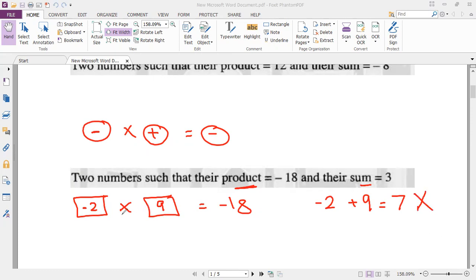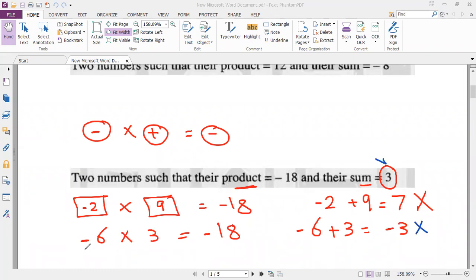We can try two different numbers, where the product is -18 and the sum is 3. So we can take -6 and 3. When multiplying -6 by 3, negative times positive is negative. Okay, that's right. And 6 times 3 is 18. And when adding them, -6 plus 3 equals -3. And the sum is 3. So this trial is not right.